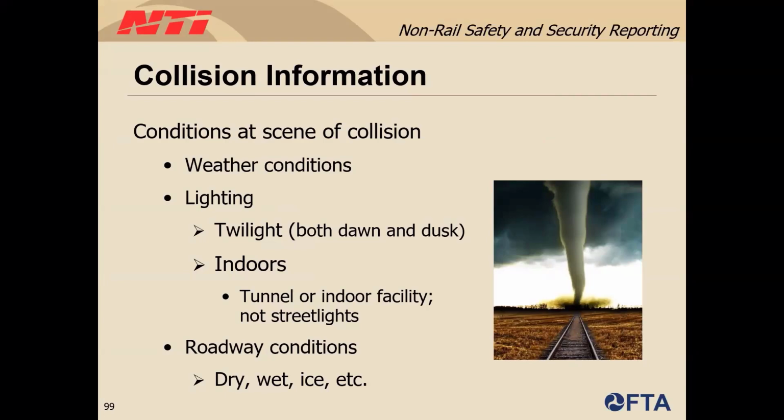The collision information screen captures information about the conditions at the scene, such as the weather and lighting conditions at the time of the collision. The twilight selection is used to refer to both dawn and dusk when it is not full light or full dark out. Please be sure your lighting corroborates the AM/PM time you entered on the basic information screen. Indoors is not used to indicate street lights or lights at a station platform. The condition of the roadway is also collected, such as wet, dry, icy, and so on.